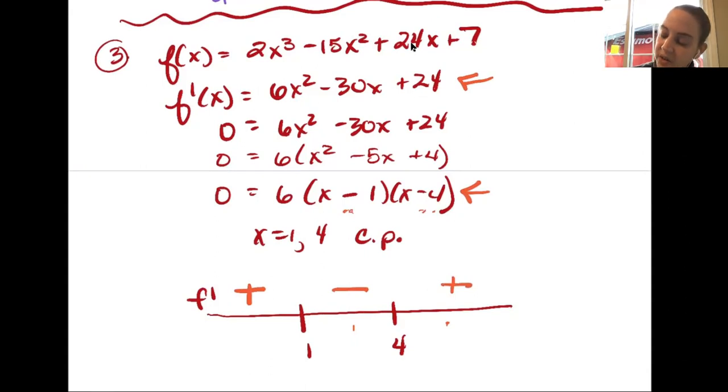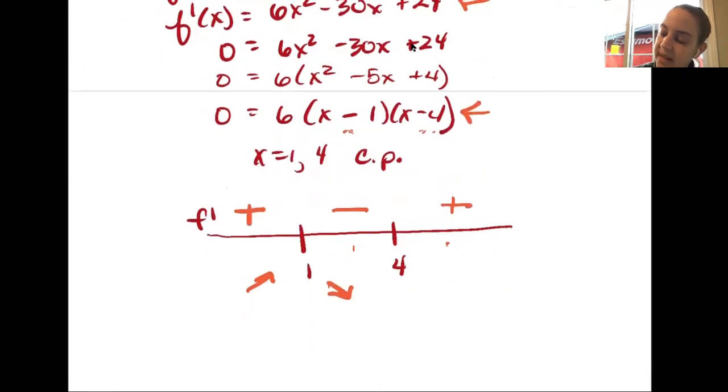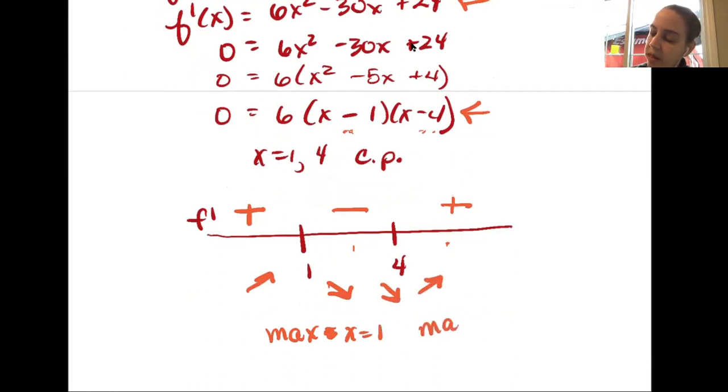Where I switch from going uphill to downhill, x equals 1 is a maximum. If I switch from going downhill, negative slope, to uphill with a positive slope, that's a minimum. There you go. So we will talk about that more, that switch from decreasing to increasing and increasing to decreasing. But I just wanted you to have a head start on that.